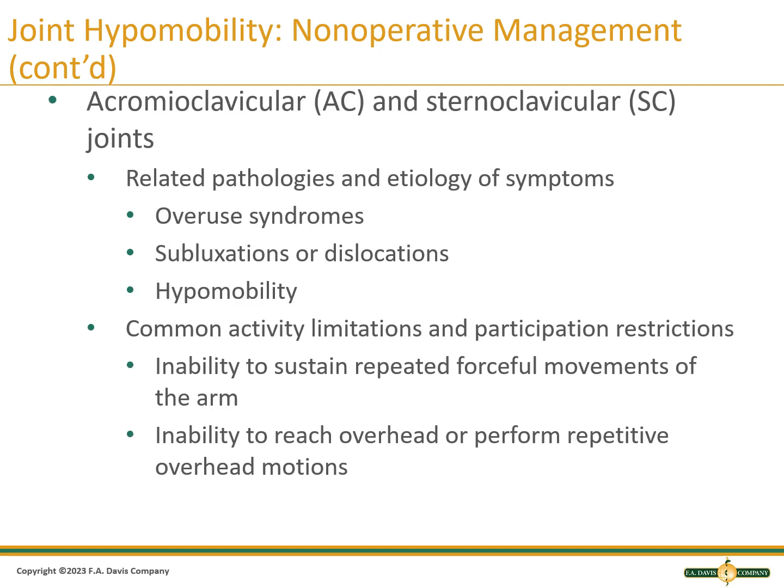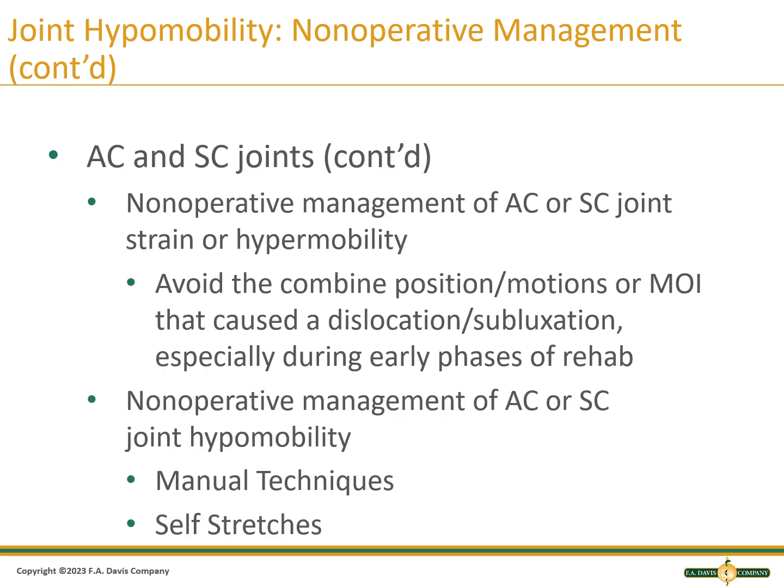Hypomobility may also be coming from the acromioclavicular and sternoclavicular joints, and these can be caused by overuse syndromes, subluxations or dislocations, or even hypomobility, so restriction of any of the soft tissue structures surrounding each of those joints. These patients are going to present with an inability to sustain repeated forceful movements of the arm and an inability to reach overhead or perform repetitive overhead motions.